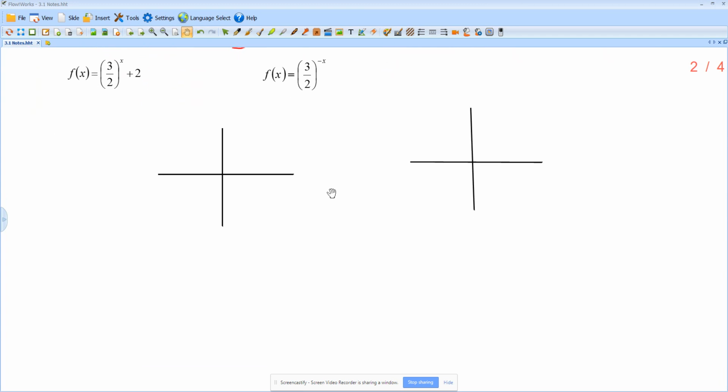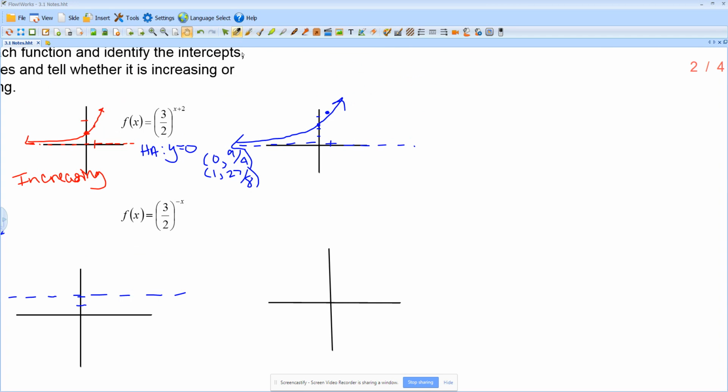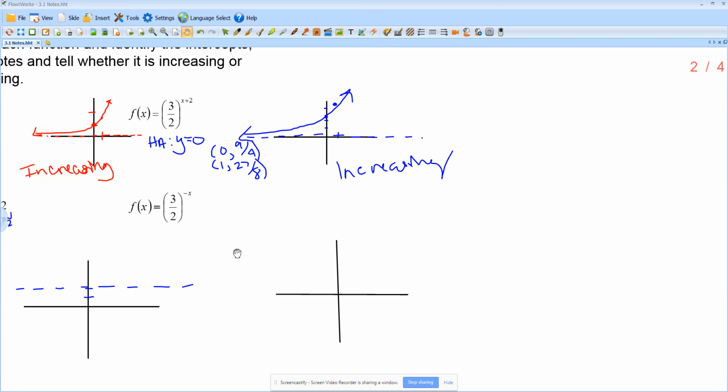All right, moving forward. We have 3 halves to the x plus 2. So first, talking about that horizontal asymptote, it's usually at 0. This shift represents going up 2. So if it was usually at 0 and has now been shifted up 2 units, it's now at 2. So y equals 2. Sorry, just to go back really quick, this is also an increasing function. From left to right, it's always rising.